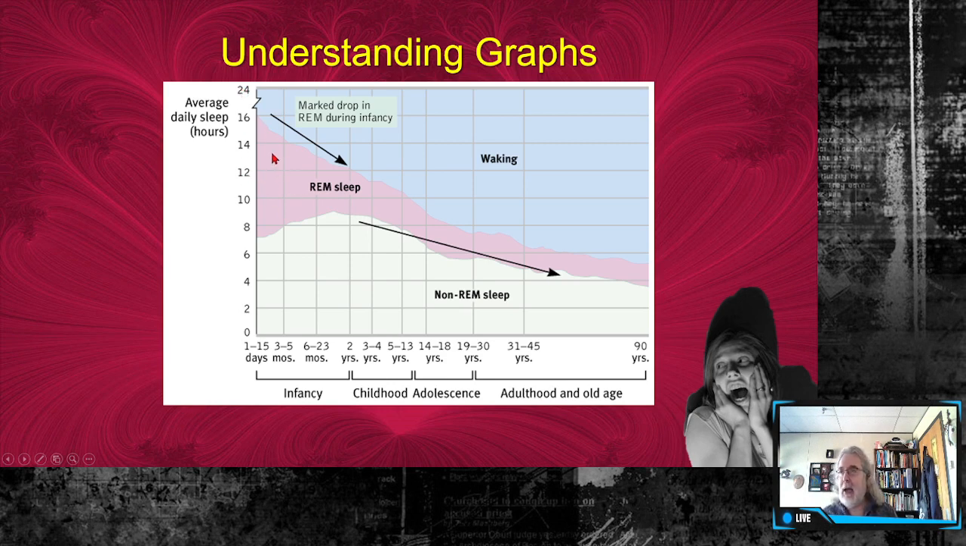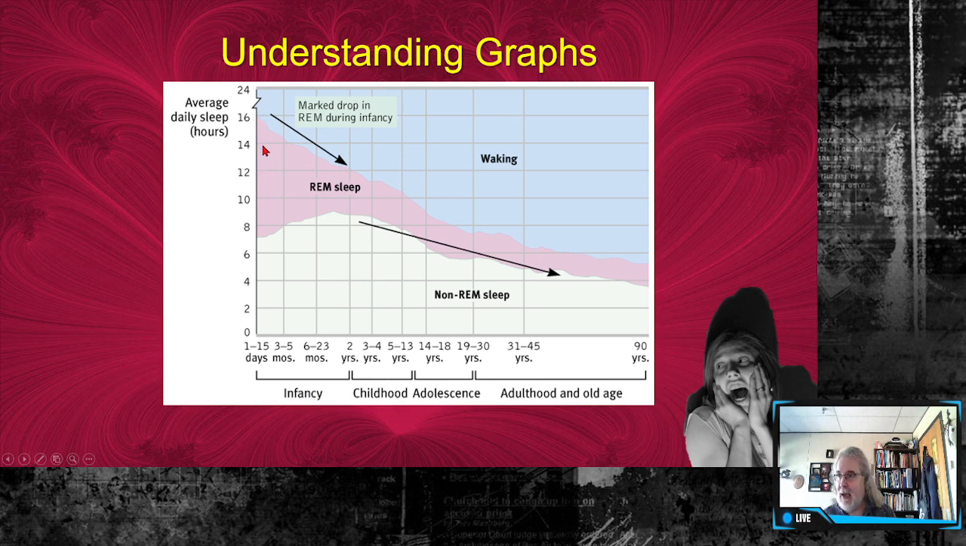So if you look at the top of the REM sleep section, the section we have here in pink, this gives you the total amount of sleep. And that's what can be kind of confusing about a graph like this, because what we can see is if we start off with infants who are 1 to 15 days old, if we look at the top of this graph, top of REM sleep, we can see overall that infants at this age sleep about 16 hours a day.